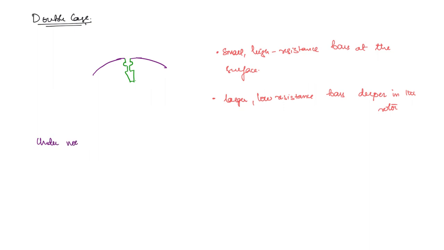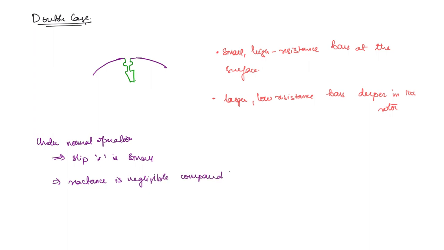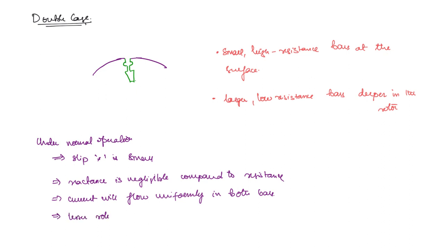Under normal operation, slip S is small, meaning that reactance is negligible compared to resistance. Therefore, current will flow uniformly in both bars. So, you are going to have lesser rotor resistance. This will give you good efficiency.